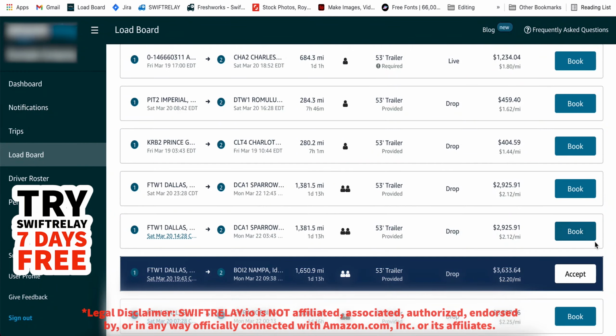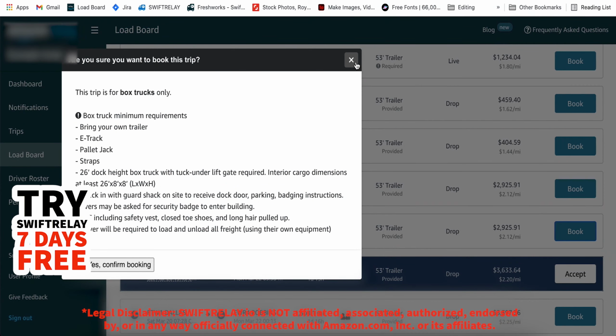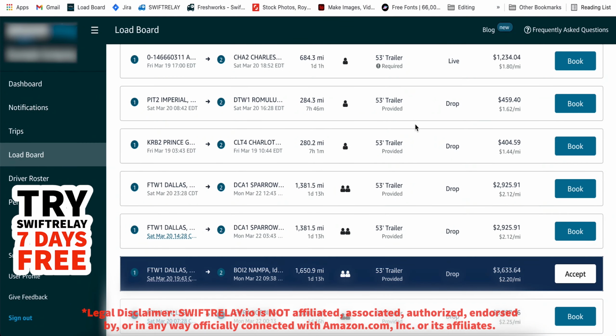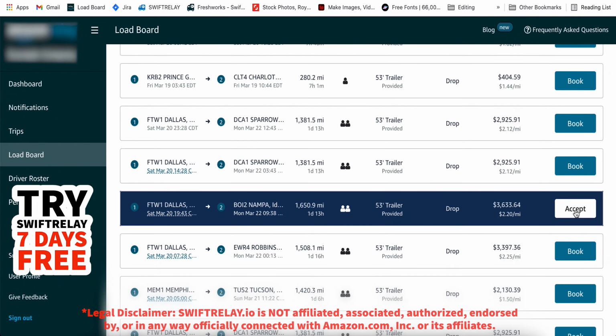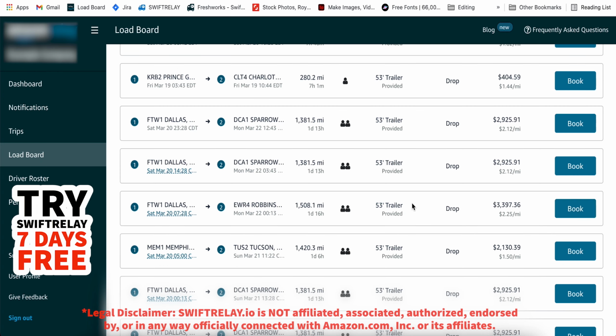And every time I do that, I'm losing time. Competition is steep, so you don't want to lose time. You don't want to confirm the load that you already want to book. So this one, if I say accept, it's gone. I accepted it right away. It goes to my trip, and then I get that.